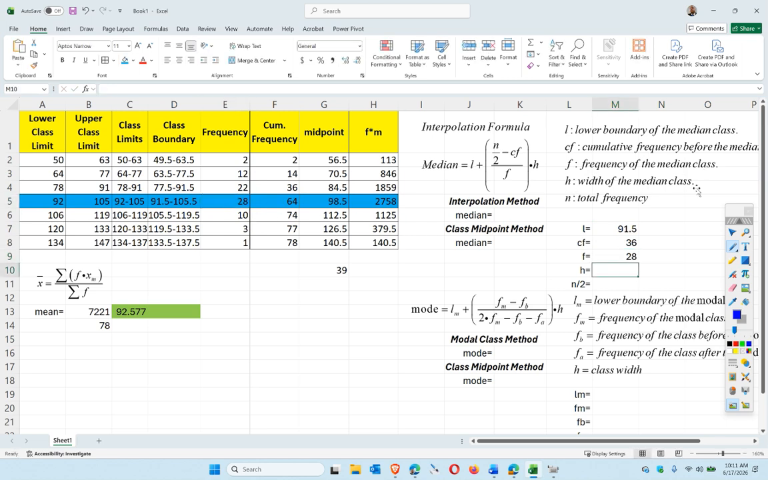The width of the median class, this is where people make mistakes. They look at this and go 105 to 92. Whoops, that is not correct. Do not do that. That gives you 13. The answer is not 13. The answer is plus 1. The answer is 14, right?